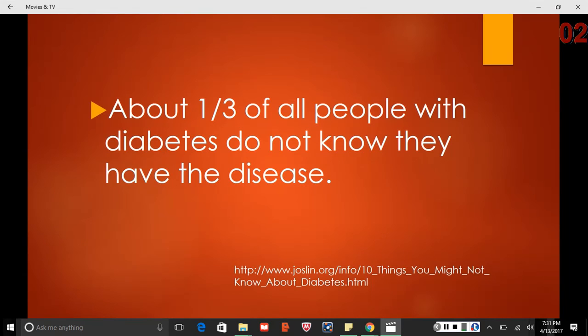From the information on diabetic ketoacidosis, it is important to identify health issues and underlying causes that medical researchers are trying to find, because about 1/3 of all people with diabetes do not know they have the disease, so do stay informed.